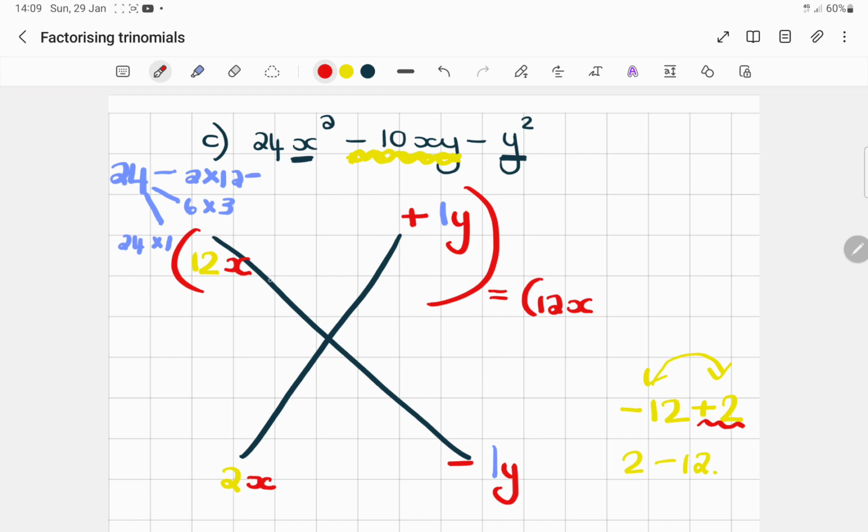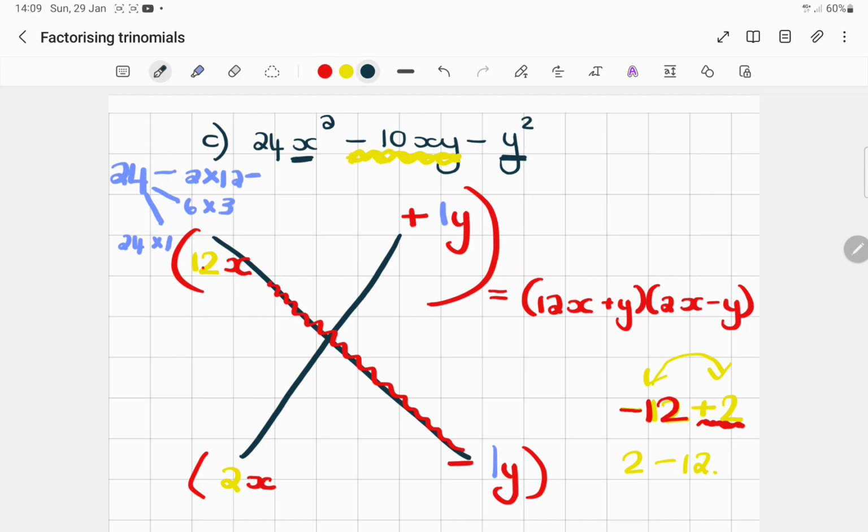Just to show you again, the leg that you multiply together, 12 and 1, gave me that. I realized that it must be a negative 12, so that's why the minus goes there. And here, 2 times 1 is 2, but it was a positive 2, I figured out, so the plus must go there. So there's your two brackets: 12x plus y, and the second bracket, 2x minus y.